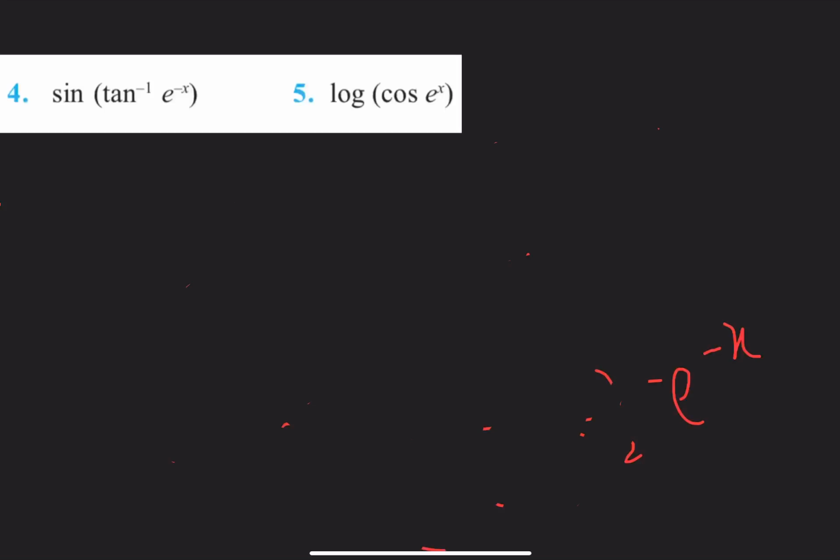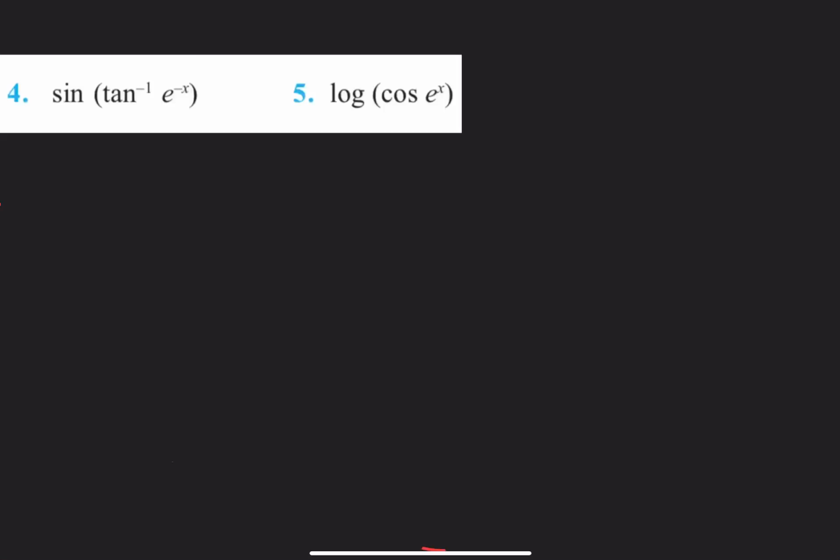Alright, so we are done. Let's move on to the next question. The next question is you have to find the derivative of log of cos of e to the power x. So here I have both exponential and logarithmic function together. So this question becomes very, very important. So let's take up this question now.